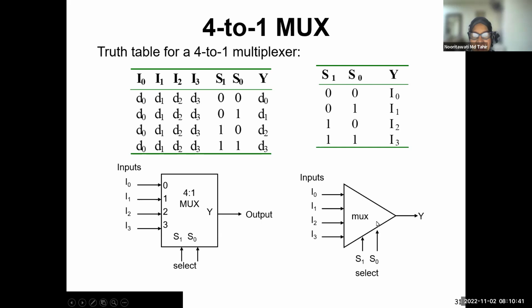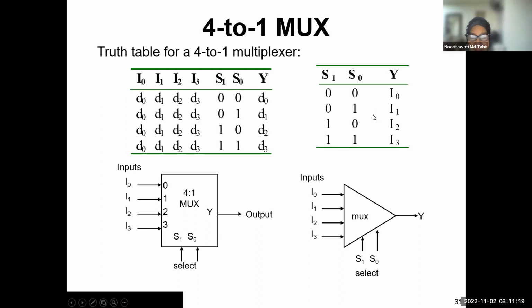S1, S0. These are the various symbols of multiplexer. A 4 to 1 MUX means it has 4 inputs. Of course, a multiplexer has 1 output only, but we need to know how many select switches it has. That depends on the number of inputs. So 2 to the power of n is equal to 4, where 4 is the number of inputs, so n is 2, meaning 2 select switches. For a multiplexer with 8 inputs, 2 to the power of n is equal to 8, so there must be 3 select switches.